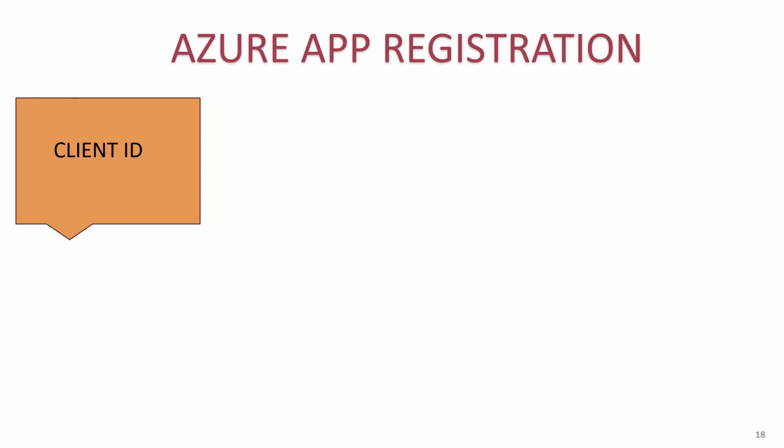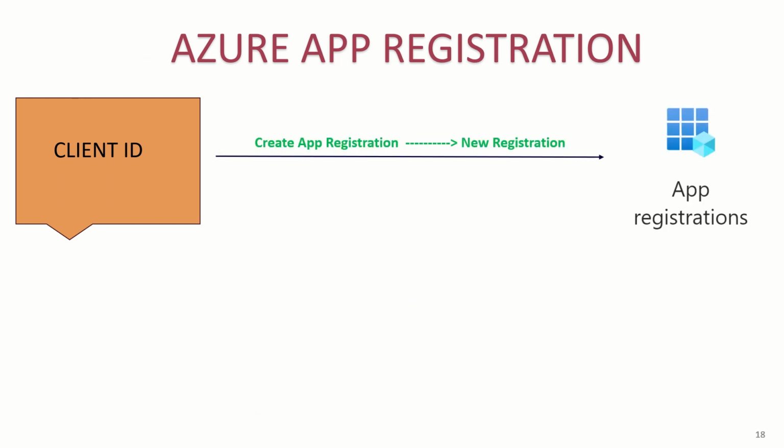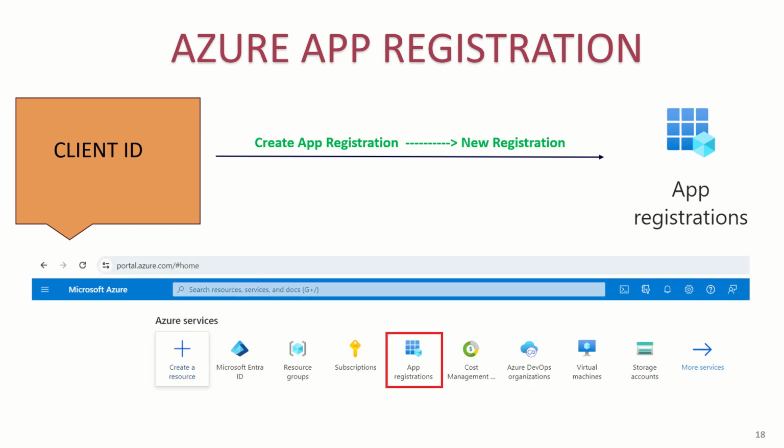After that, we need to take the client ID. So from where will we take the client ID? The client ID and client secret are basically the username and password. These are not created on your portal by themselves. You need to firstly do an app registration. So how to do an app registration?